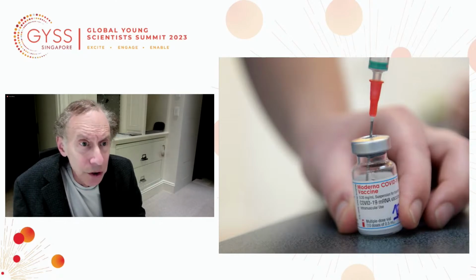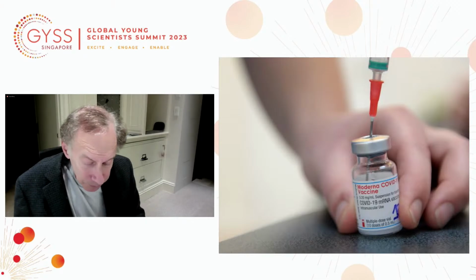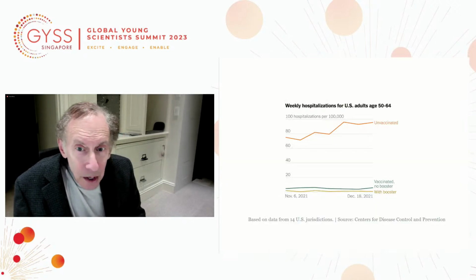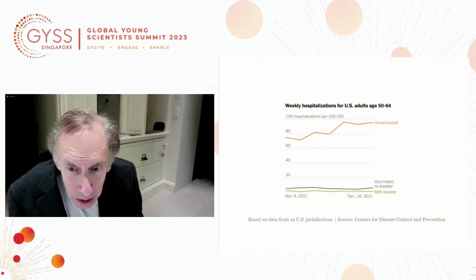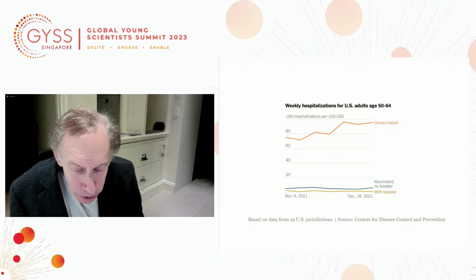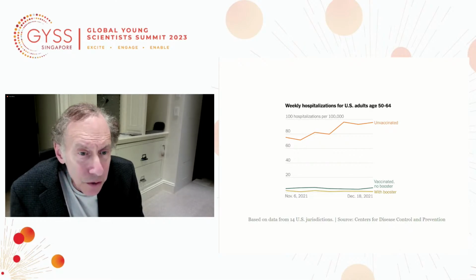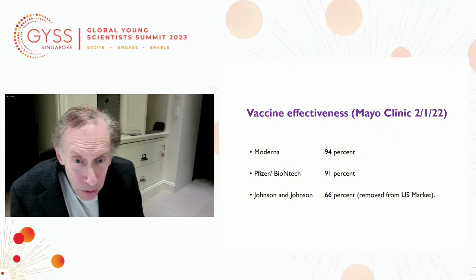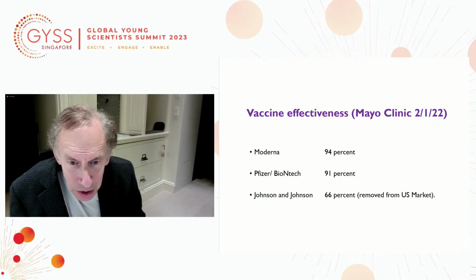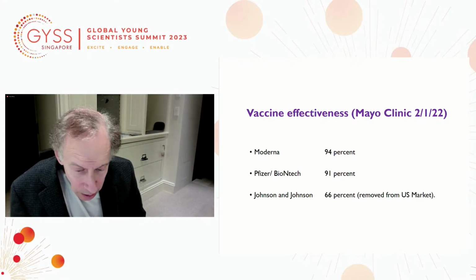Let me just show you quickly some of the data. Next slide. So this is showing you what happens between unvaccinated on the top, vaccinated with no booster, and then vaccinated with a booster. Let me show you on the next slide the effectiveness of the different vaccines. The Moderna one, 94%, Pfizer and BioNTech, 91%, Johnson & Johnson, 66%. And then that got pulled from the market.